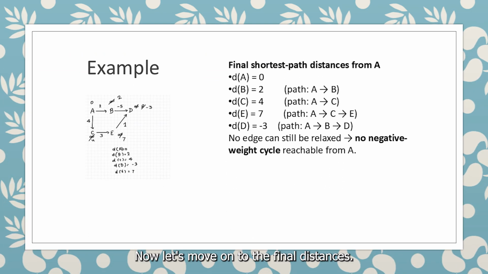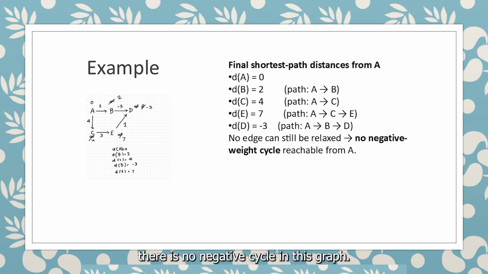Now, let's move on to the final distances. These are the final shortest distances from A. A to A is 0, A to B is 2, A to C is 4, A to E is 7, and A to D is minus 3. And because no edge could be relaxed further, there is no negative cycle in this graph.